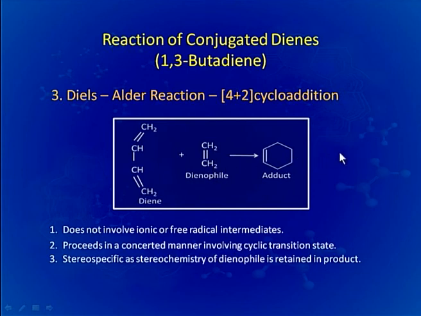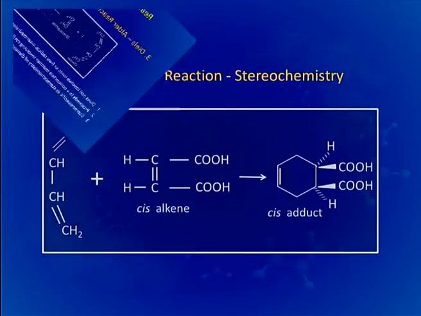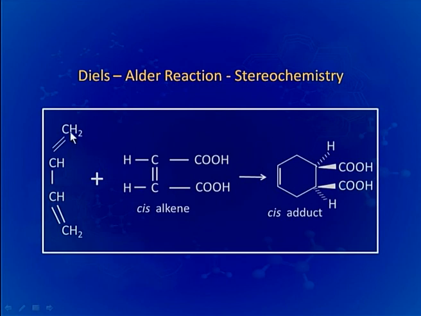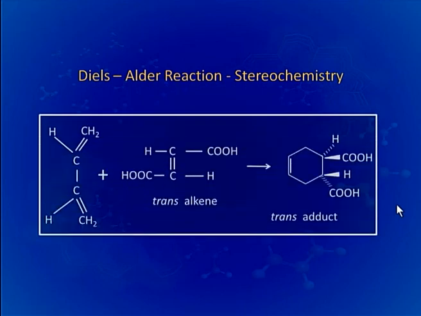The stereochemistry of the dienophile is retained. We can see from this example, carbon is joined to here and here carbon is joined to here. So, if we use the cis form of the alkene, then we get the cis adduct, and if we use the trans form of the alkene, then we get the trans adduct. So, we can see the stereochemistry of the adduct has been retained.